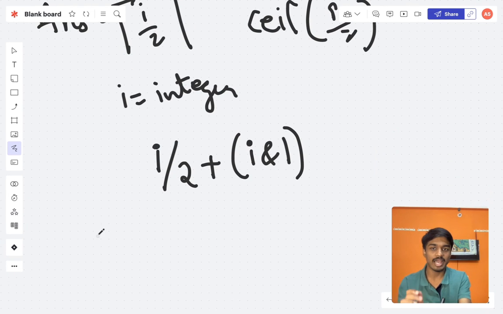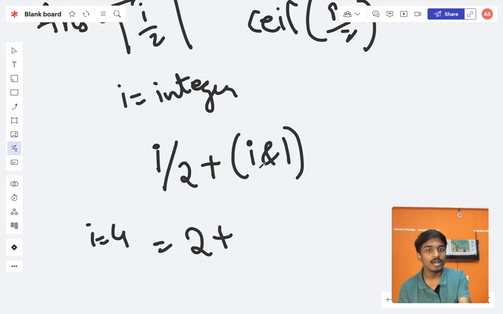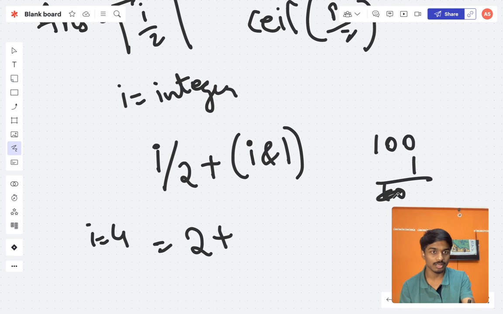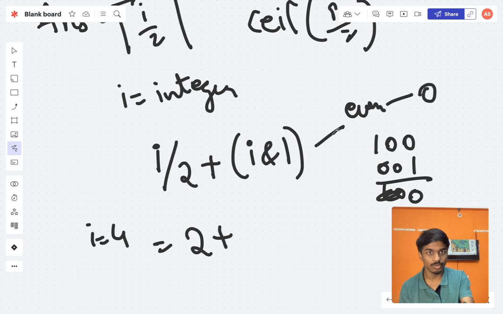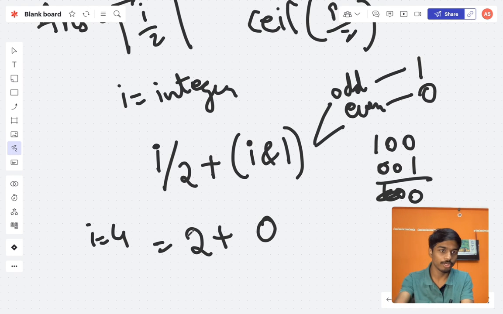Let's say the I value is 4. I do 4 by 2, how much? 2, plus this is a bitwise operation. 4 in bits is 100, and ampersand 1 means 001. So it is 0, right? If you AND it with the logical AND operator, if it's an even number, this will be 0. If it's an odd number, this will be 1. So for 4 it will be 0. Ceil of 4 by 2 is 2 only.